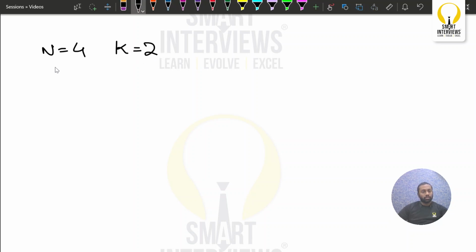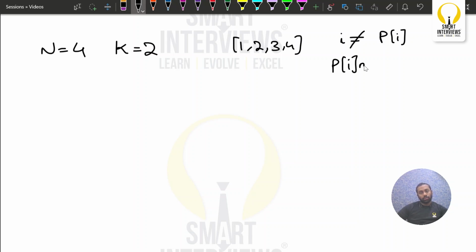N equal to 4, k equal to 2. Now for 4 2, I need to get a permutation of 1 2 3 4 such that i is not equal to pi, permutation of i, and pi mod k is equal to i mod k.